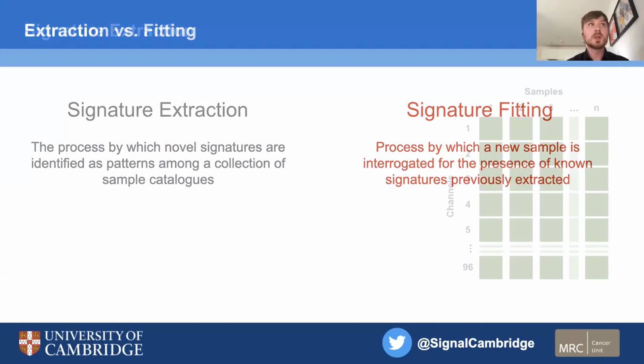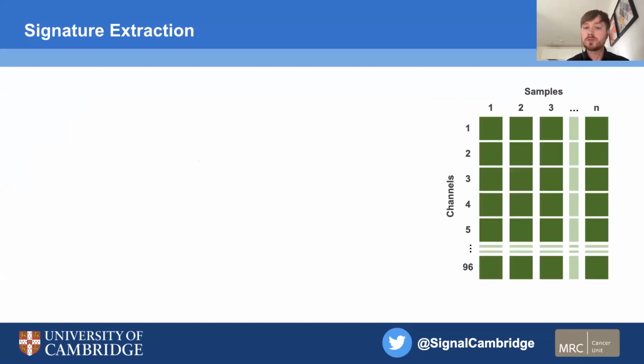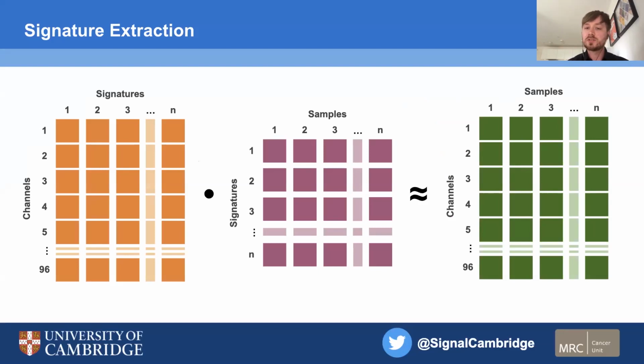First, signature extraction. How do we extract novel signatures from a large collection of cancer samples? Well, we start with our N by 96 matrix. We have N samples, and each sample is described by its 96 channel substitution catalog. The aim of signature extraction is to explain our matrix on the right as a product of the two matrices on the left. The leftmost is a matrix of signatures and their 96 channels, and the other a matrix denoting the exposure or contribution of each of those signatures in each sample.